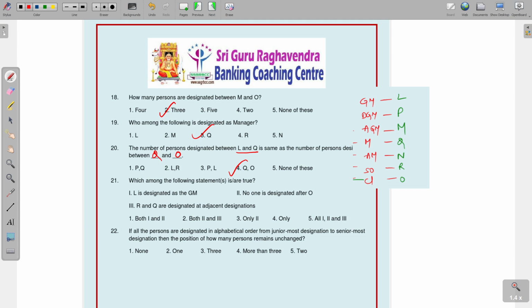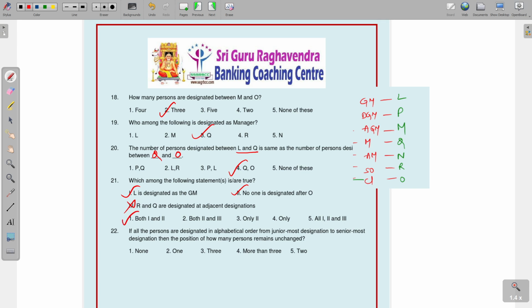Which among the following statements is true? L is designated as the general manager, correct. No one is designated after O, it is also correct. R and Q are designated adjacent designations? Between R and Q 1 person is there, so this is not correct. Only 1 and 2 are correct.